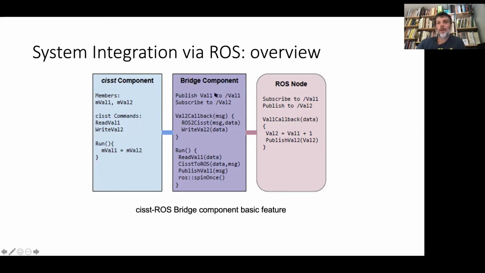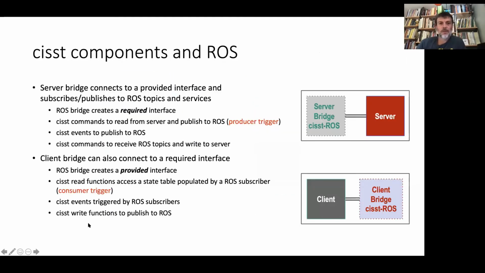The cisst component and ROS bridge run in two different threads in the same process, and the ROS node is yet in a different thread. I'm going to go into a little bit more detail about how it works. Peter mentioned that was maybe a little too boring for the attendees, so I'm going to go really fast on this one. This is how you populate a server bridge for cisst-ROS, and how you populate a client bridge for cisst-ROS.